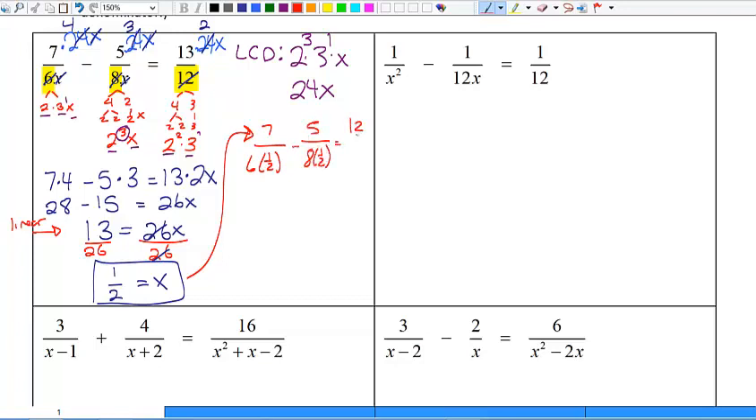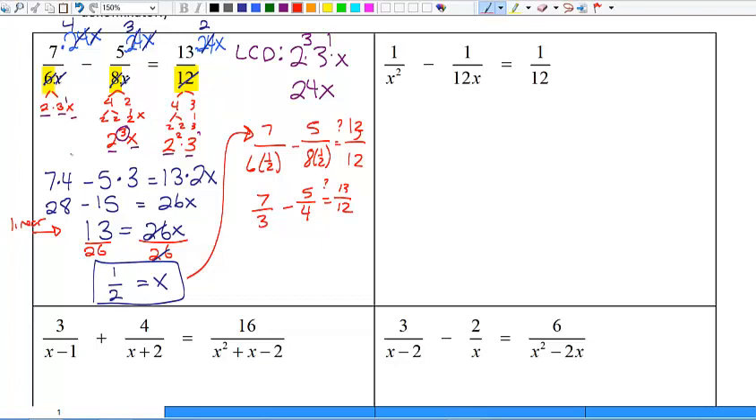Every time I see an x, I'm going to plug in a half. So that gets me 7 over 6 times a half, that's 7/12. Then 5 over 8 times a half, that's 5/16. Is supposedly equal to, I put the question mark over it because I'm not sure, 13/12.